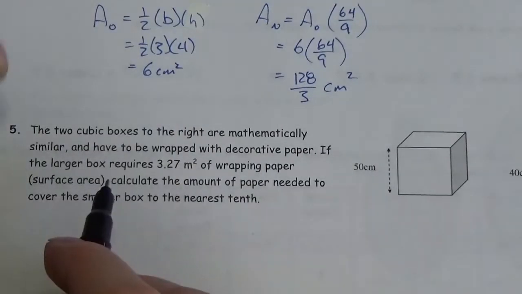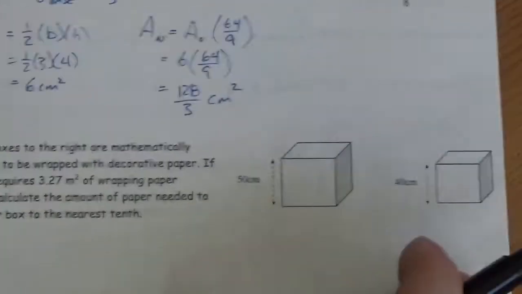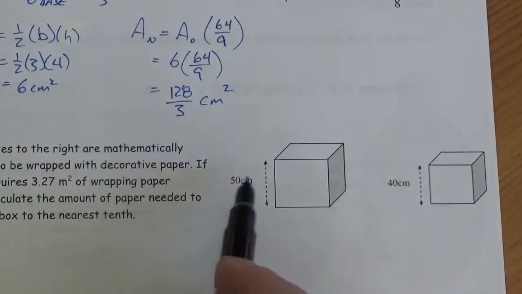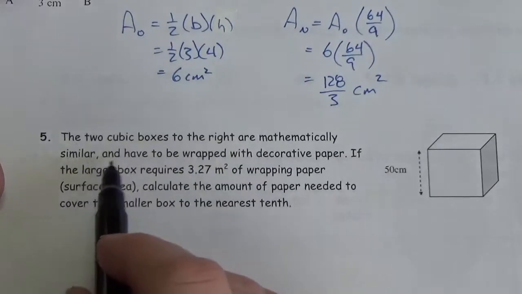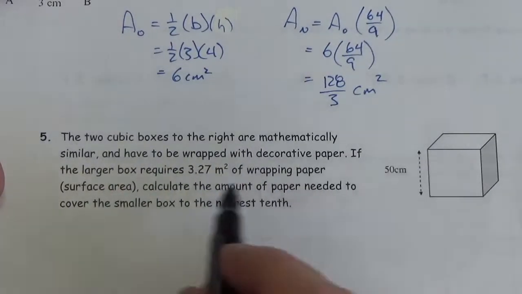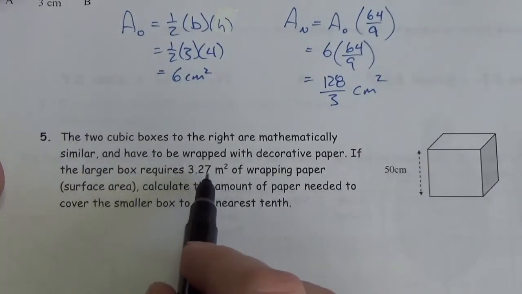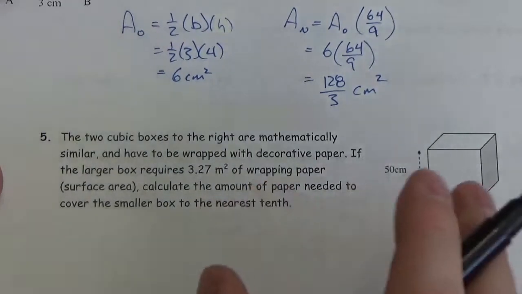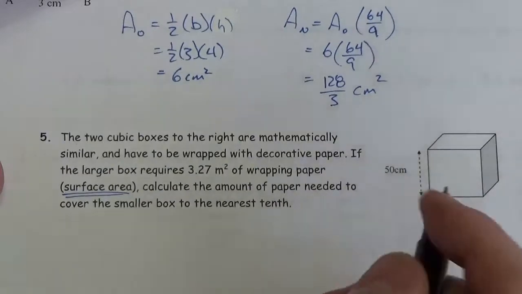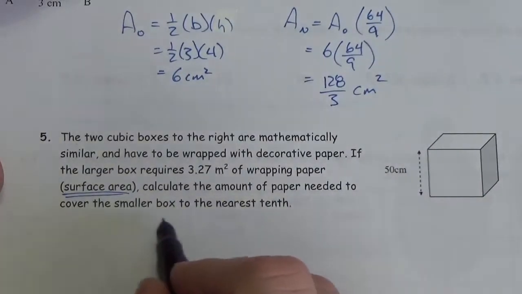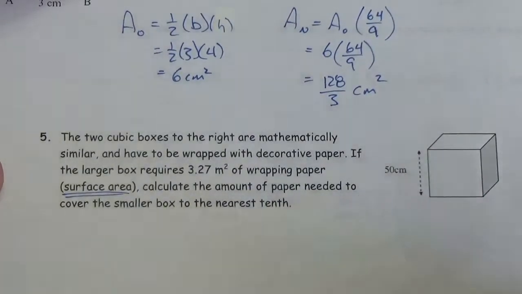So this next question reads, 2 cubic boxes to the right. This one's got 50 up, this one's 40 up, are mathematically similar and have to be wrapped with decorative paper. If the larger box requires 3.27 meters squared of wrapping paper, that's the surface area, and that's important, we're not talking about volume here, we're talking about surface area. Calculate the amount of paper needed to cover the smaller box to the nearest 10th.